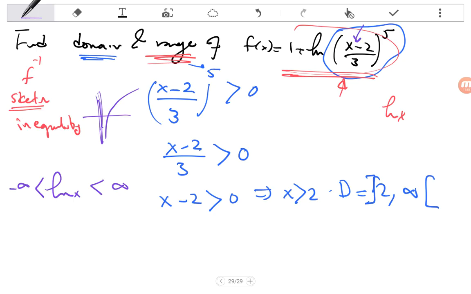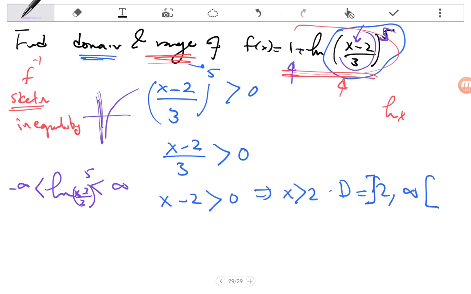So whenever I have a function with an odd power, a linear function, a cubic function, a fifth power function, and so on, that will not change that inequality. It will just satisfy the same inequality as the output of ln.